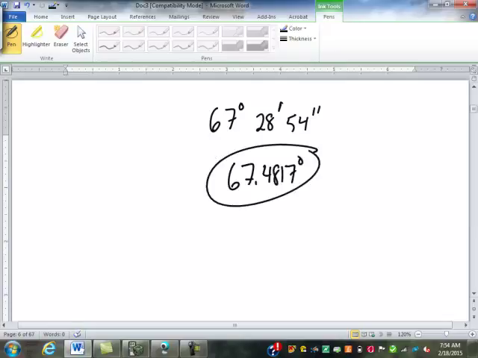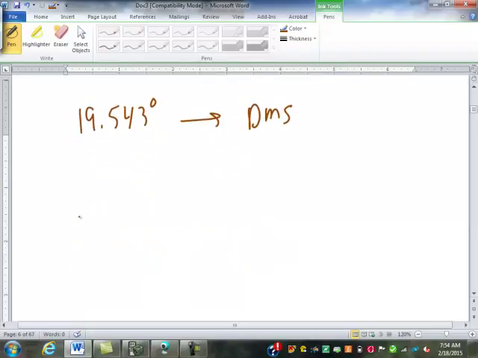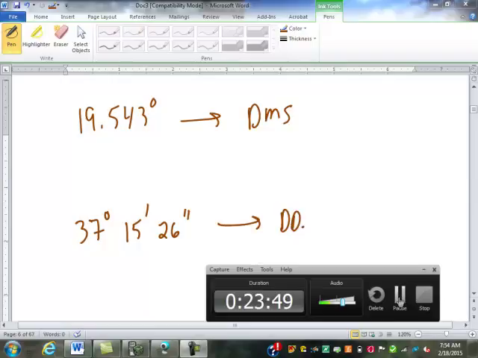Not so bad? I'm going to have you guys try a couple, and then we'll get back to looking at your calculators a bit. I want you to take 19.543 degrees, convert it into DMS, degrees, minutes, seconds. Once you're done with that, I want you to take 37 degrees, 15 minutes, 26 seconds, and convert that into decimal degrees for me. So we're going to pause right here and give you some time to do that.